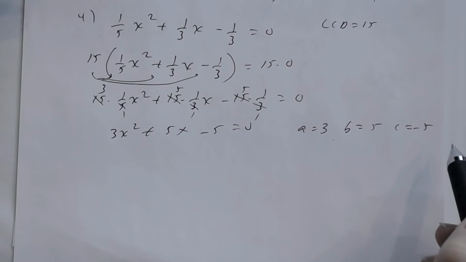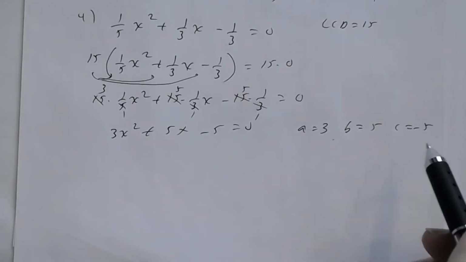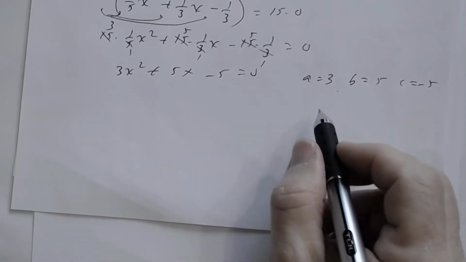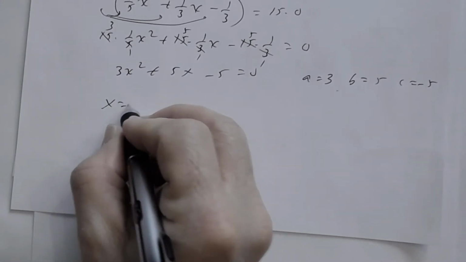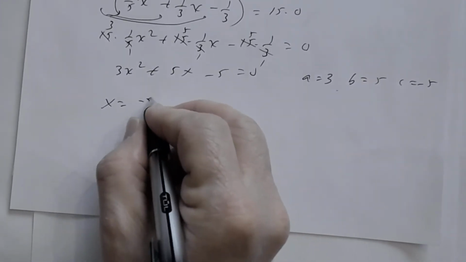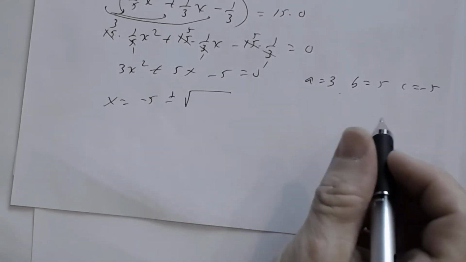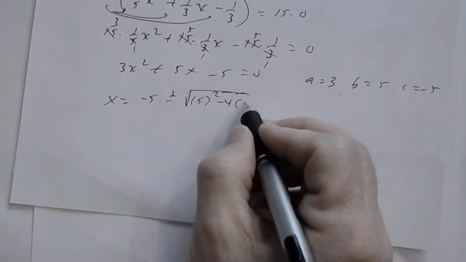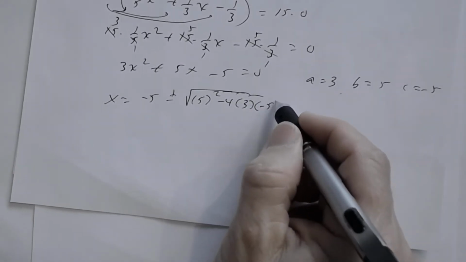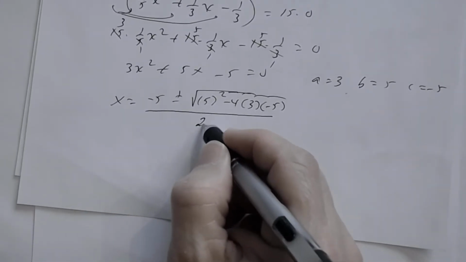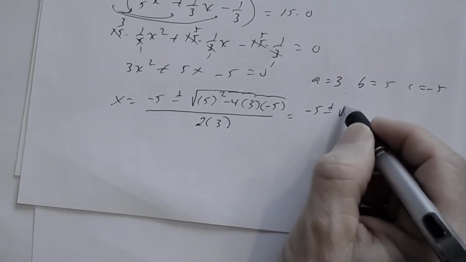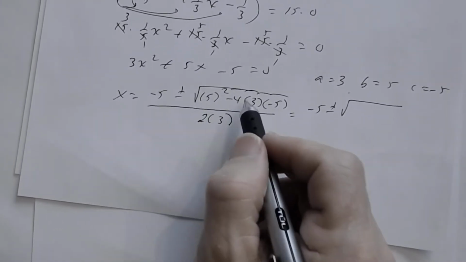So notice, if you go back to all the problems we've done with the quadratic formula, A, B, and C were integers. All right? Okay. Now let's go ahead and use the quadratic formula. So I get x equals the opposite of 5, so that's negative 5, plus or minus the square root of 5 in parentheses squared minus 4 times A, which is 3, times C, which is negative 5. All of that is divided by 2 times A, which is 3. Equals negative 5 plus or minus the square root of, now I'm going to simplify the radicand, the discriminant.